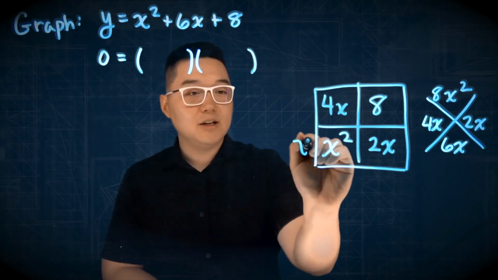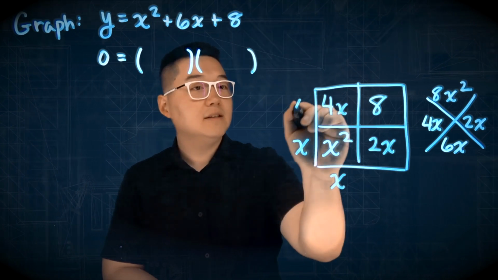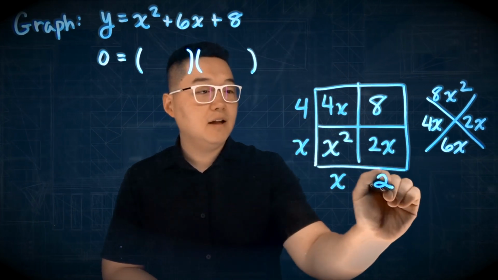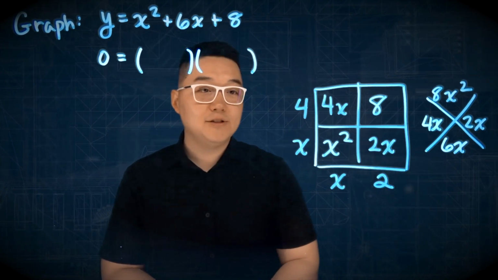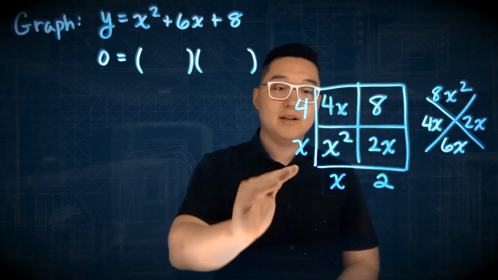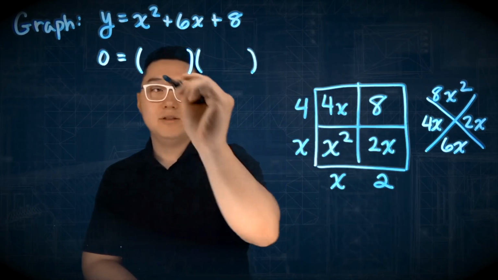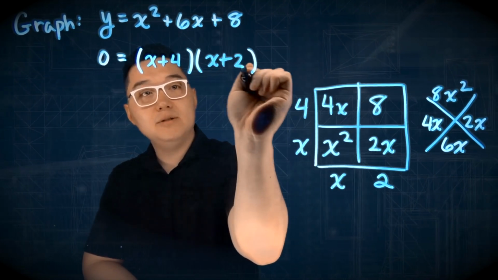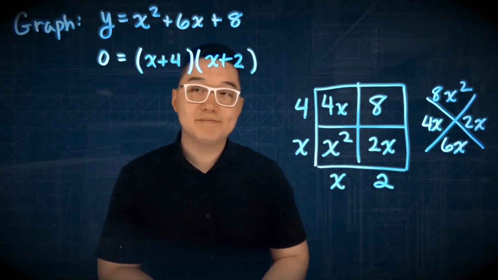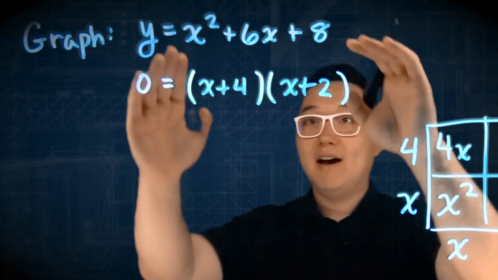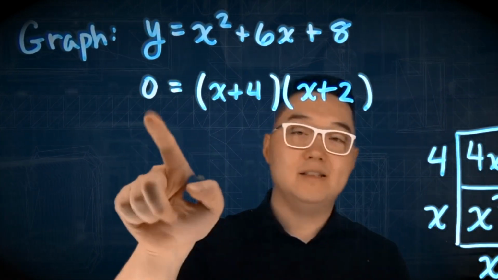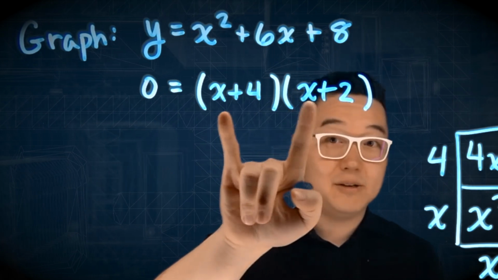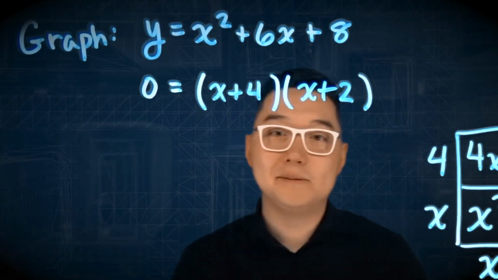And then we're just going to go ahead and figure out the sides. And there you go. So we have x plus 4 times another x plus 2. So x plus 4 times x plus 2. Now that we have this factored, we can utilize the zero product property to find our two zeros, or two roots, or two x-intercepts.